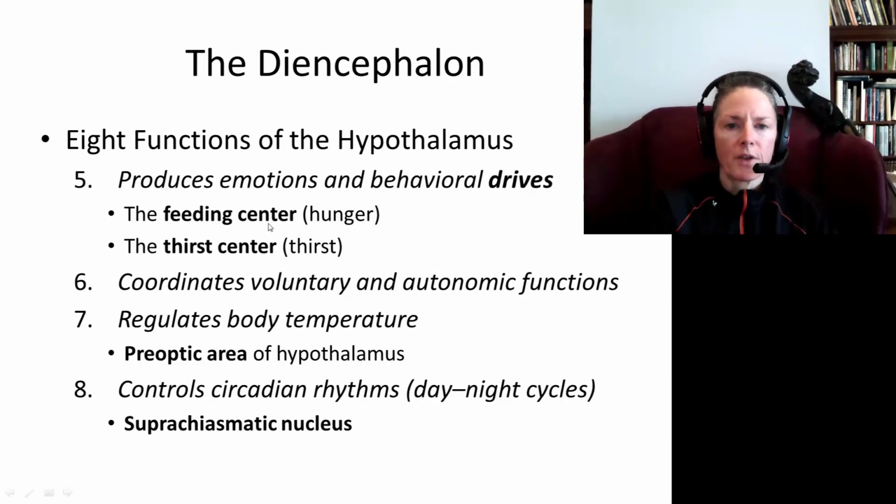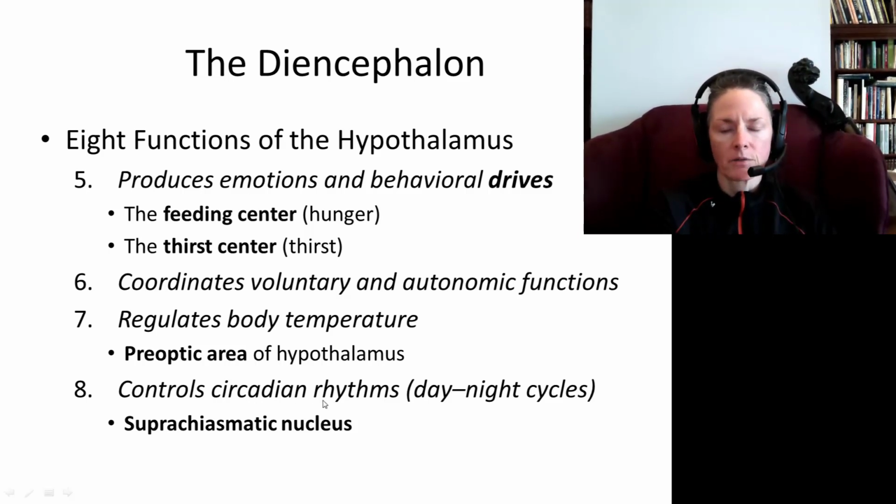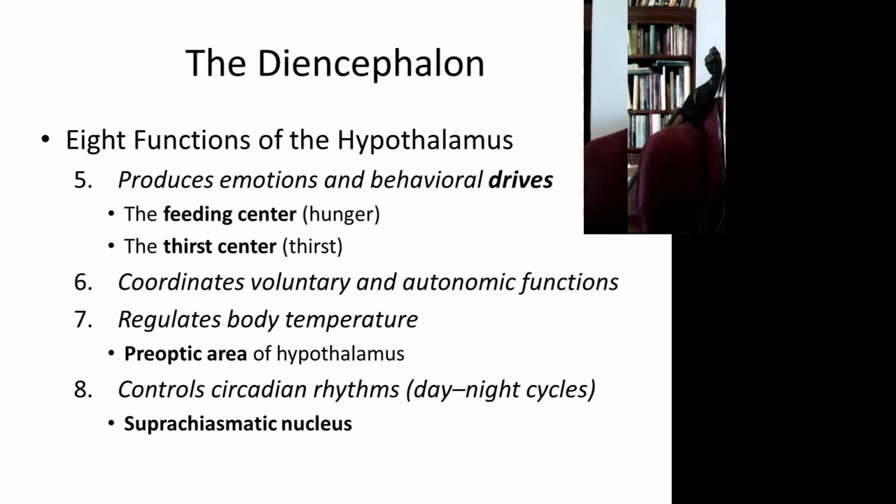All right, so another thing it does is it produces emotional and behavioral drives, feeding, thirst, and so forth. It coordinates voluntary and autonomic nervous functions, regulates body temperature, and we saw where that happens in the preoptic area. It also helps control circadian rhythms, our day and night sleep-wake cycles and so forth, and that is through that suprachiasmatic nucleus.